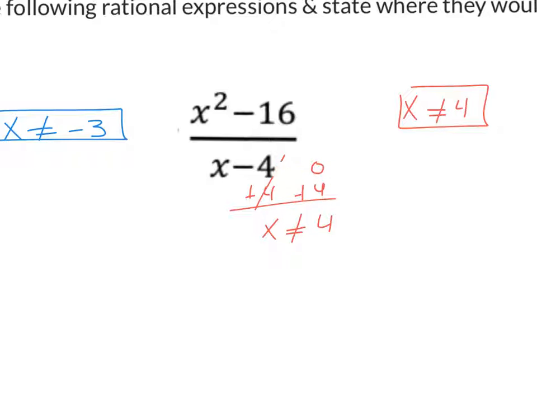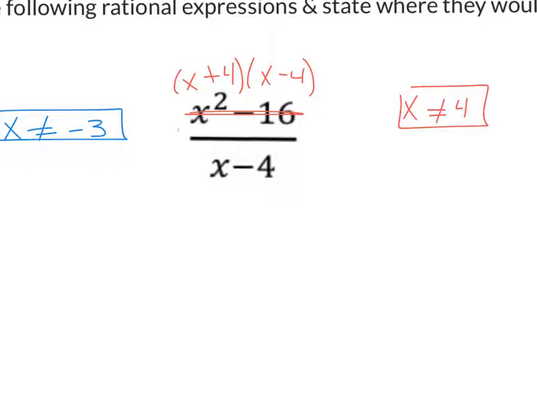Now what I'm going to do is go ahead and simplify the fraction. To simplify, I'm going to factor the top first using difference of squares, x plus 4 and x minus 4. That allows me to see that on the top and the bottom, I see x minus 4. So I'm going to cross that off, and I'm just left with x plus 4 as an answer.